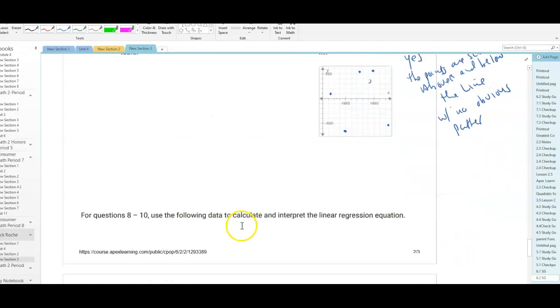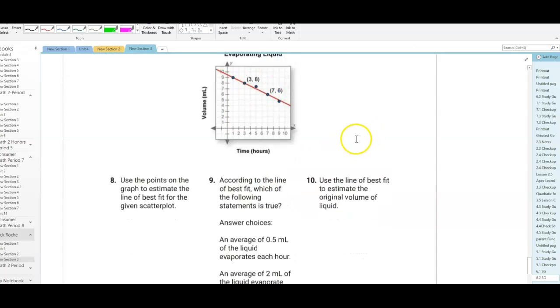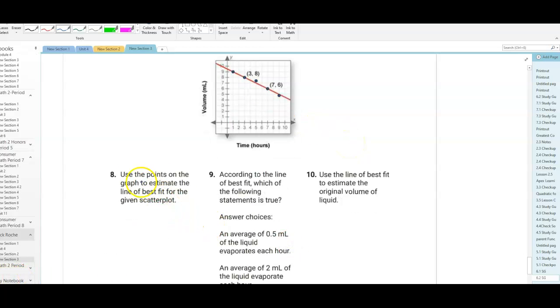Okay, so with this, there's a lot of stuff going on. Right here, use the points on the graph to estimate the line of best fit for the given scatter plot. So when I look here, they actually give you two nice points, one here and one here. If they didn't, you would have to look on this line for nice points. So we're going to use the 0, 8 and the 6, 5. And the first thing we're going to do is find the slope.